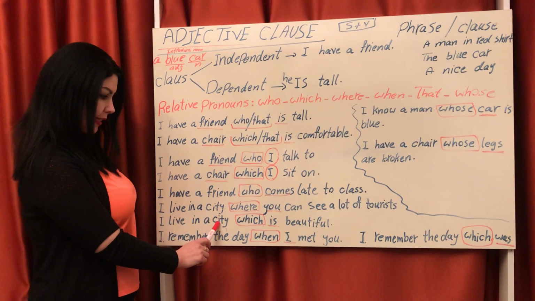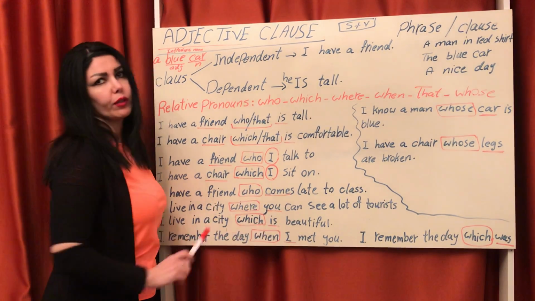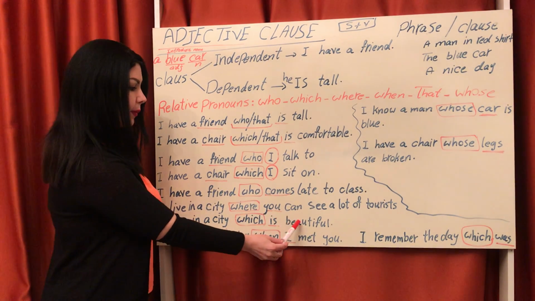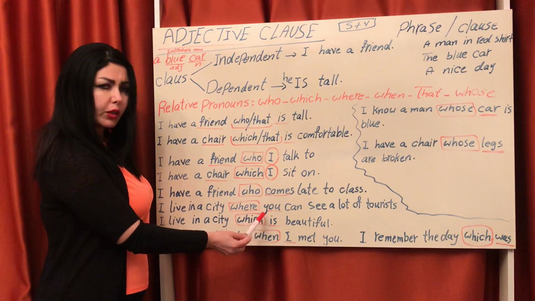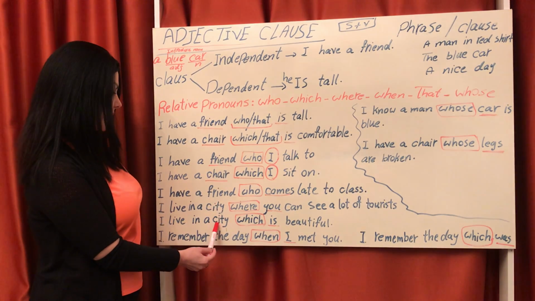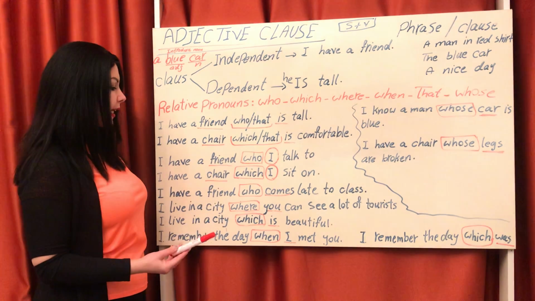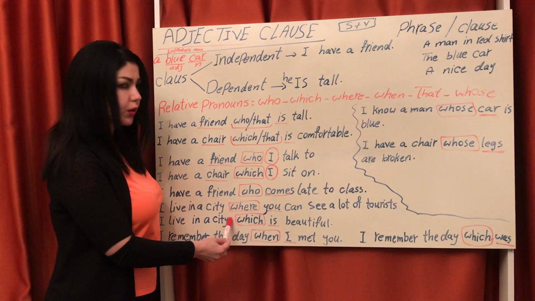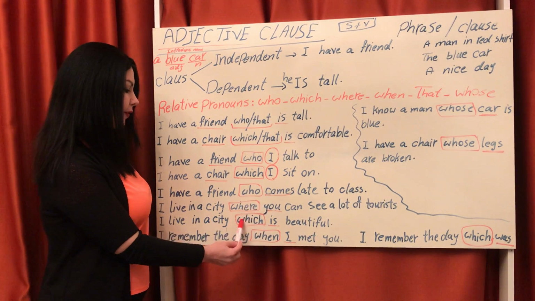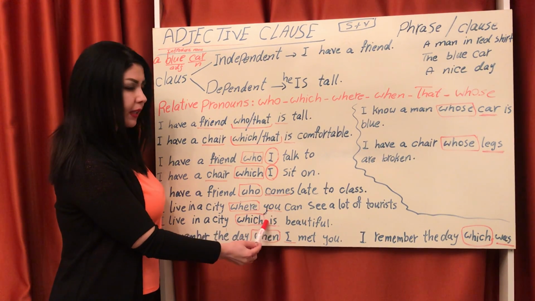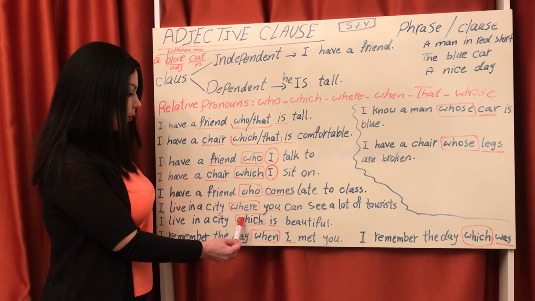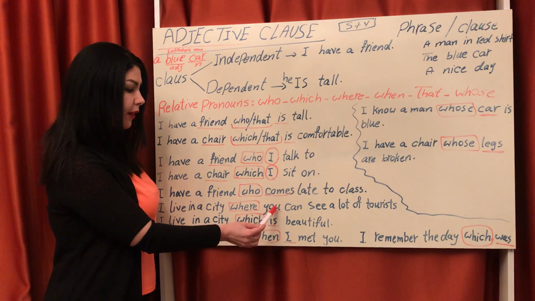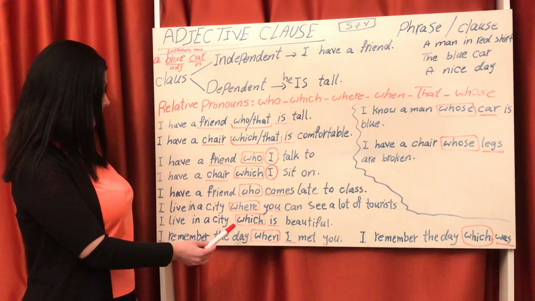If we have a to be verb, we have to use which instead of where. I live in a city which is beautiful. Why do we use which? Because this is a city. But you say for place we use where. Why here do we use which? Because after that we have a to be verb, so we can't use where. After where we have to use a subject.